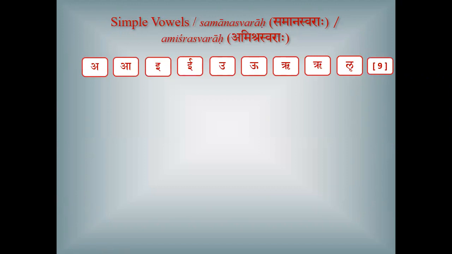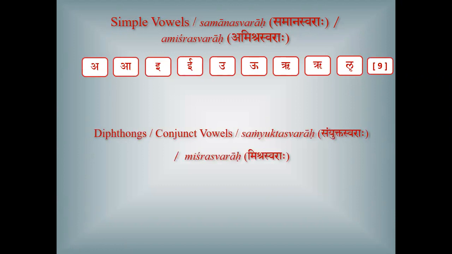Then the conjunct vowels, you'll see. Conjunct vowels, otherwise called diphthongs. In Sanskritam, it is called Sanyukta Swaraha, otherwise called Mishra Swaraha. I have written it in transliteration also, so you can take the support of transliteration when you want to read. Simple vowels are called Amishra Swaraha, whereas conjunct vowels are called Mishra Swaraha.